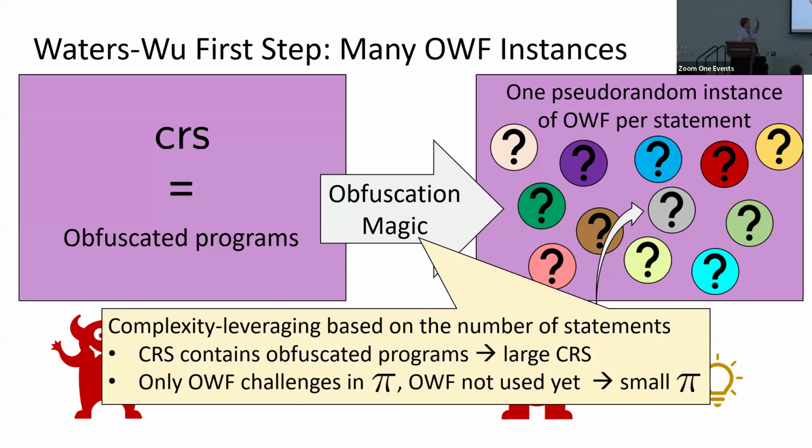And I will point out that a lot of complexity leveraging happens in this step of the proof. Here, complexity leveraging is based on the number of statements. So you actually do get this huge loss in the reduction. But only the obfuscation incurs this loss, and the obfuscation only appears in the CRS, not in the proof. So using the complexity leveraging is going to blow up the CRS, as we said is okay. But I haven't actually used anything about the security of the one-way function appearing in the proof yet, appearing in pi yet. And so so far we can still keep pi succinct.